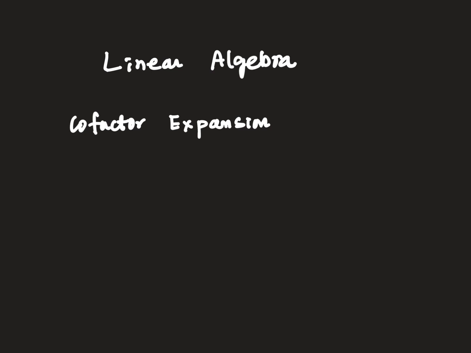This is linear algebra. We're going to do cofactor expansion. In the previous video, we defined the determinant of a general n by n matrix, and we did some examples with 2 by 2, 3 by 3, and 4 by 4 matrices. This is another technique to find the determinant of matrix A. We're going to use cofactor expansion.